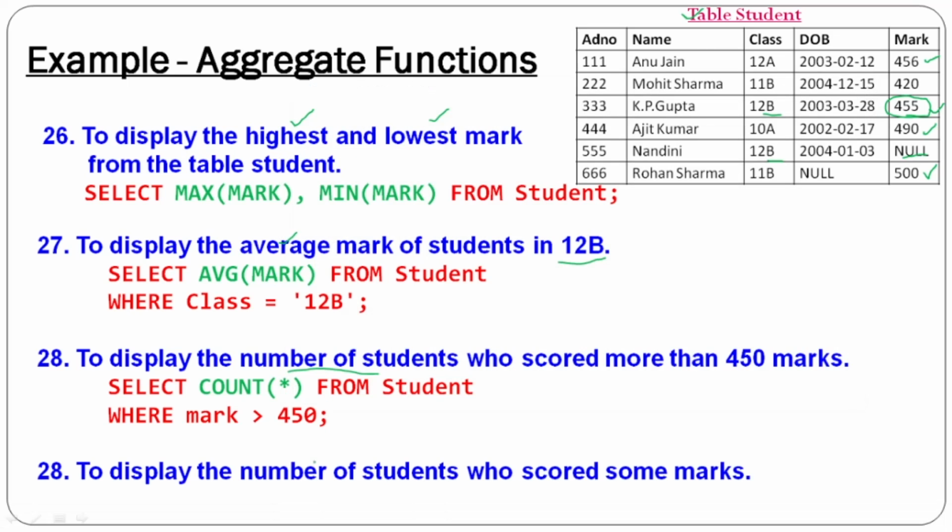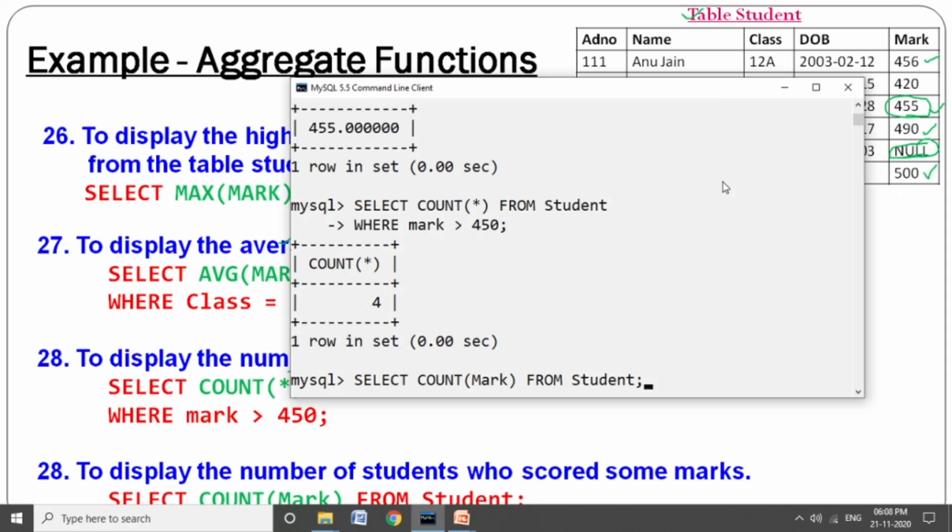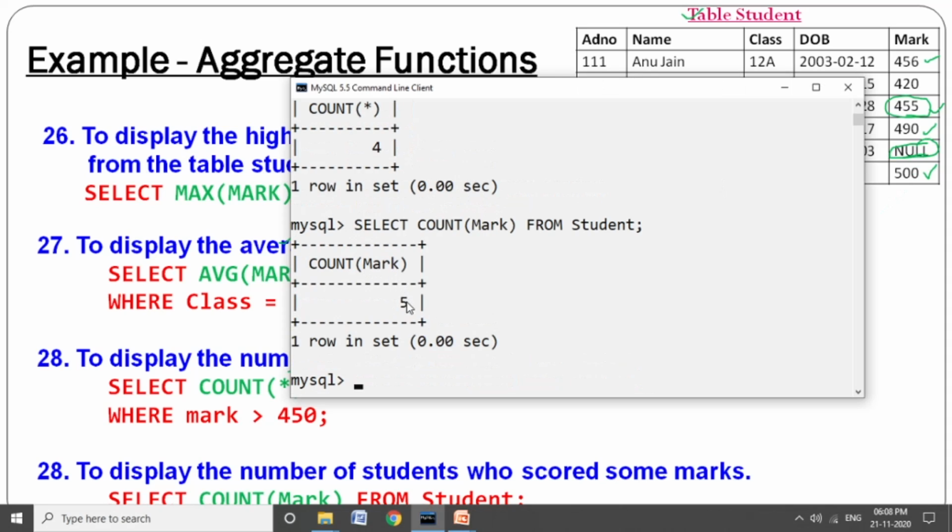The next question is to display the number of students who scored some mark. So we have to display the number of rows which have some mark. So we have to use the COUNT(column name) function. SELECT COUNT(mark) FROM student. We can see from the table there are a total of 6 rows and there is a null value here. The output will be COUNT(mark) 5, since there is a null value in that field.